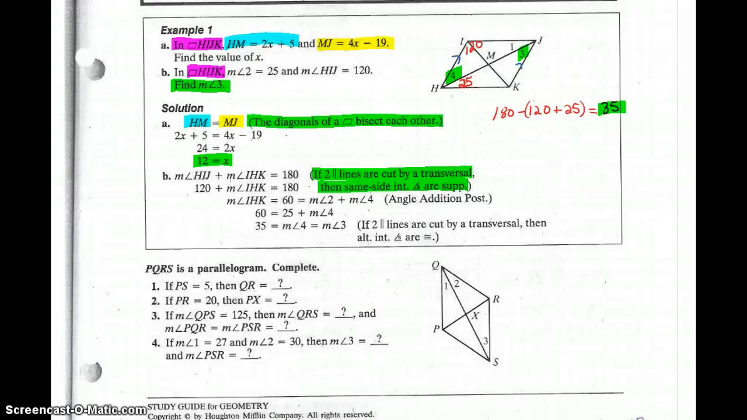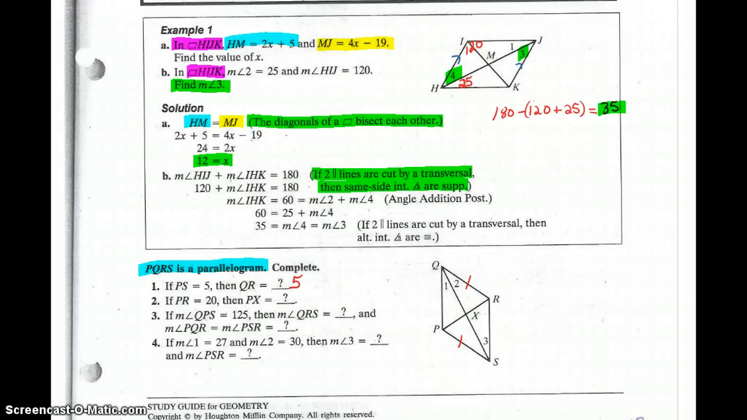So now, 1 through 4, we know that PQRS is a parallelogram. That means all of the properties and the definition of a parallelogram apply to our problem. So let's walk through 1 and 2 together. We'll pause and try 3 and 4 on our own, and I will present those answers. Number 1, if PS is equal to 5, then QR should be equal to what? Because of the properties of a parallelogram, I know that PS and QR are congruent. So therefore, if PS is equal to 5, QR must also be equal to 5.